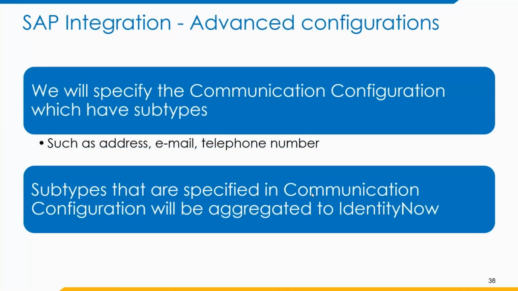Coming to the final configuration, the advanced configurations of the SAP integration. We will specify the communication configuration types. For example, we have some subtypes for communication formats, that is address, email, and telephone number. We can specify those subtypes in the advanced configurations as well.